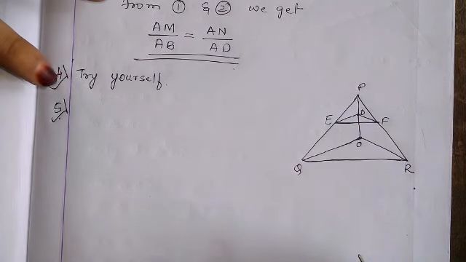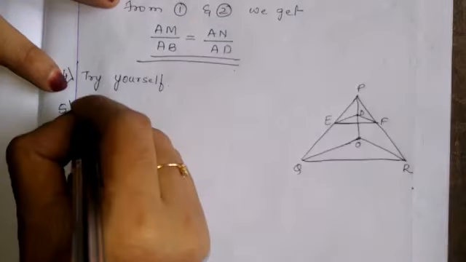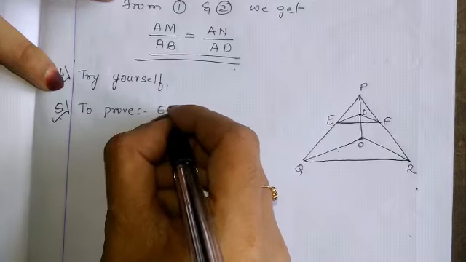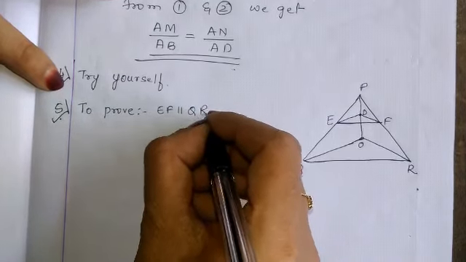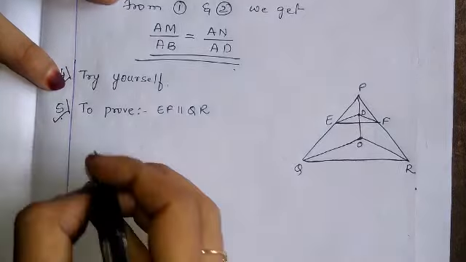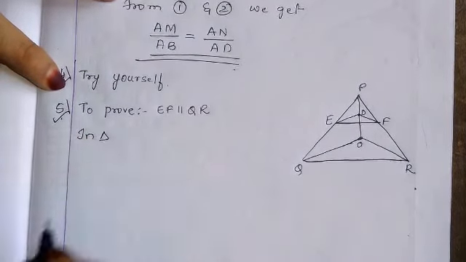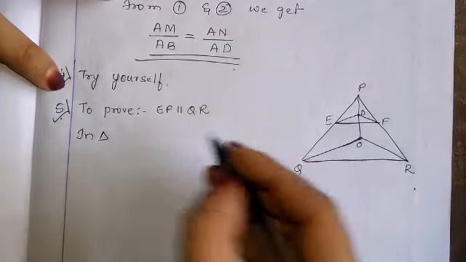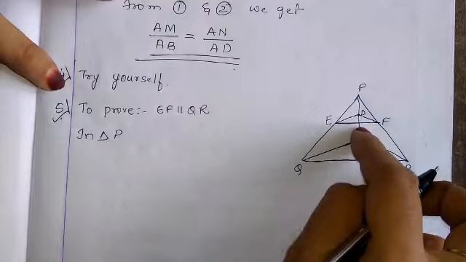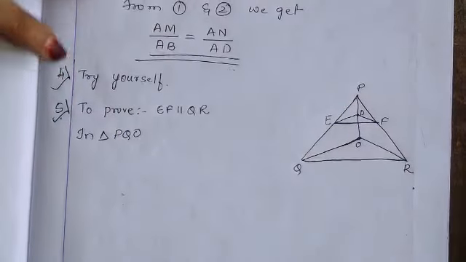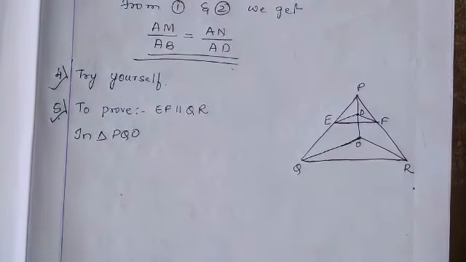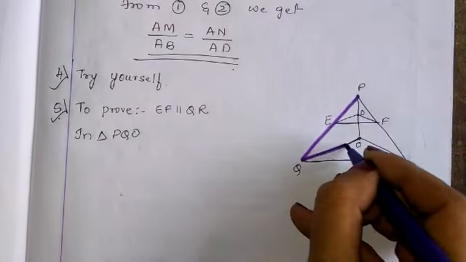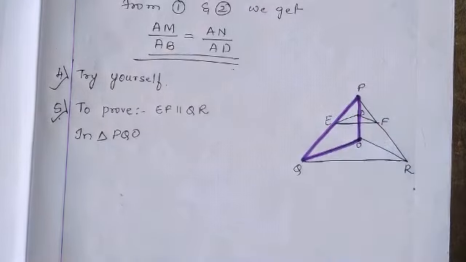Our focus should be on what they have told us to prove: EF should be parallel to QR. Now let us start solving. In triangle PQO, I am taking this triangle. If you are confused, I will take one color and highlight that triangle. PQO, okay, I have highlighted.